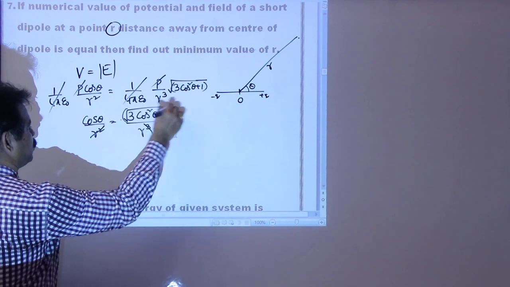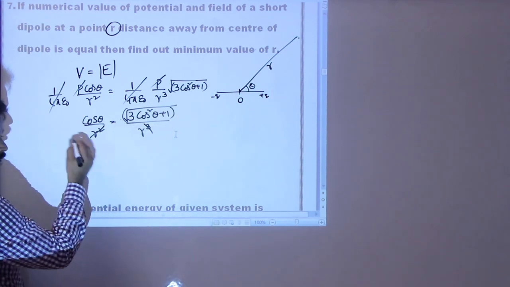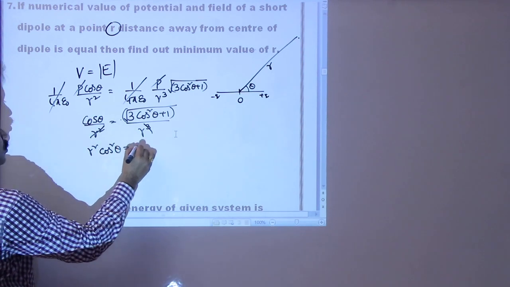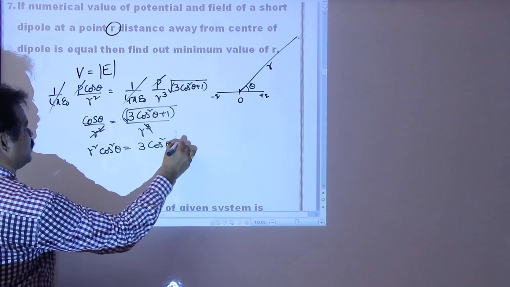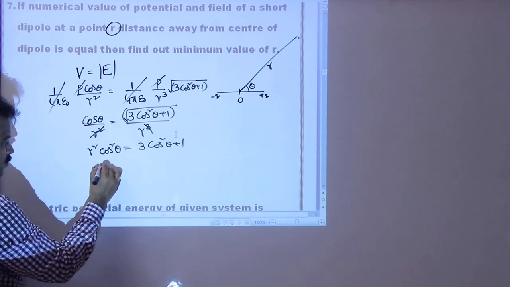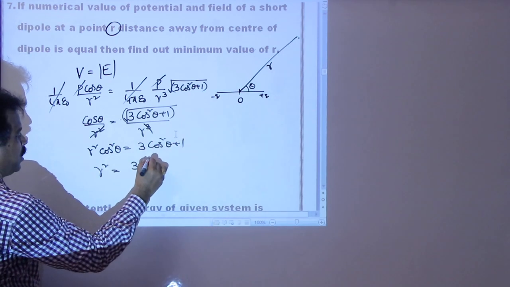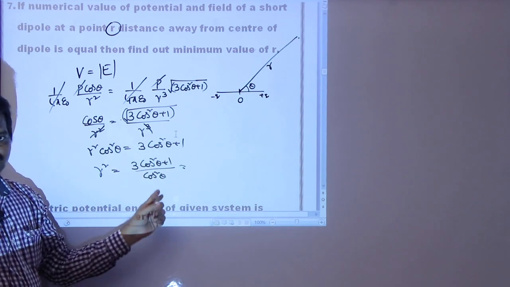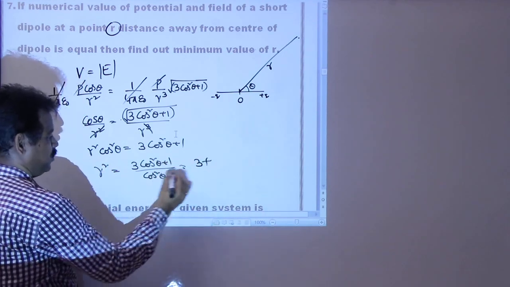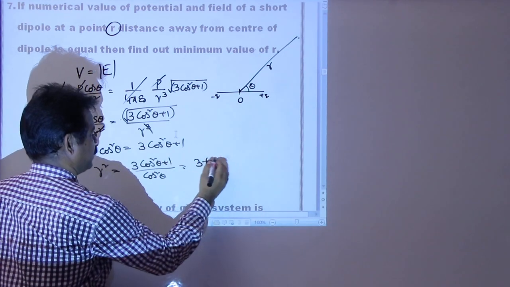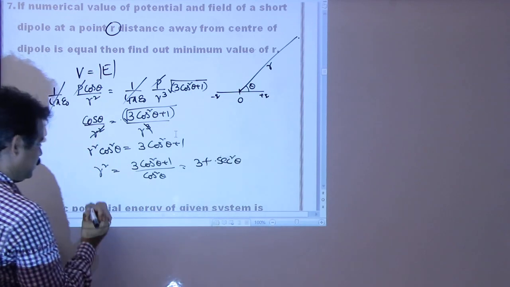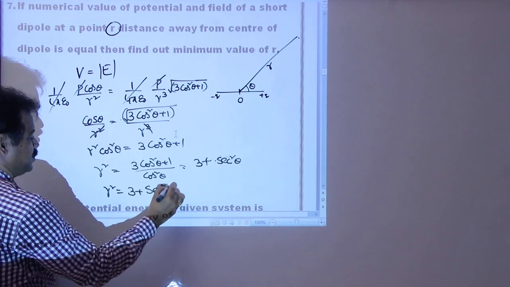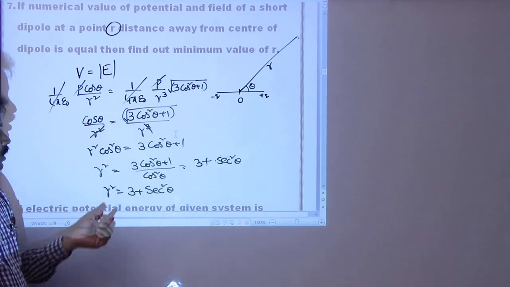Now you can cancel this and this also. So this is under root. So square rooting on both sides, r square cos square theta is equal to 3 cos square theta plus 1. I need r value. So r square is equal to 3 cos square theta plus 1 by cos square theta. This is 3 cos square theta by cos square theta, which is 3, plus 1 by cos square theta, which will be secant square theta. So I got this value, r square is equal to 3 plus secant square theta.